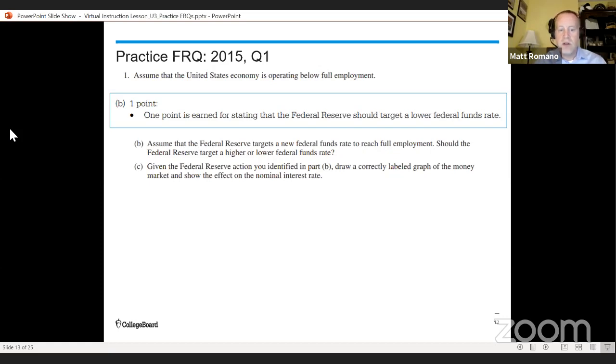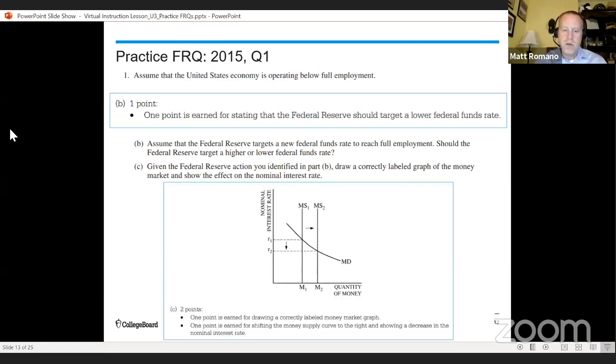How do we show that on the graph of the money market? Nominal interest rates on the y-axis, quantity of money on the x. We have a vertical money supply curve, downward sloping money demand, and money supply is going to increase. Expansionary monetary policy will expand the monetary base, expand the overall money supply. We shift money supply to the right, and we show that real interest rates have fallen from R1 to R2.